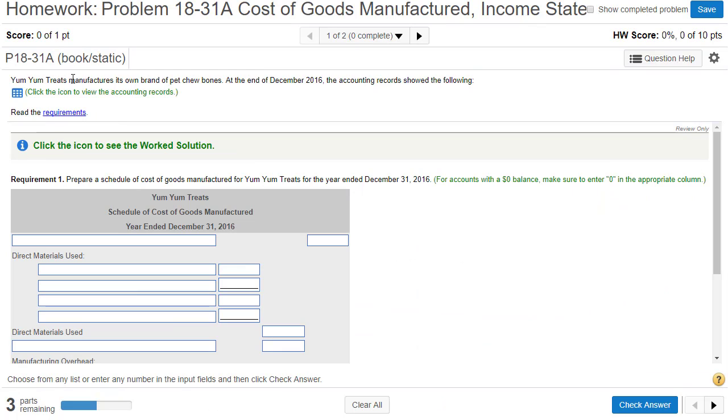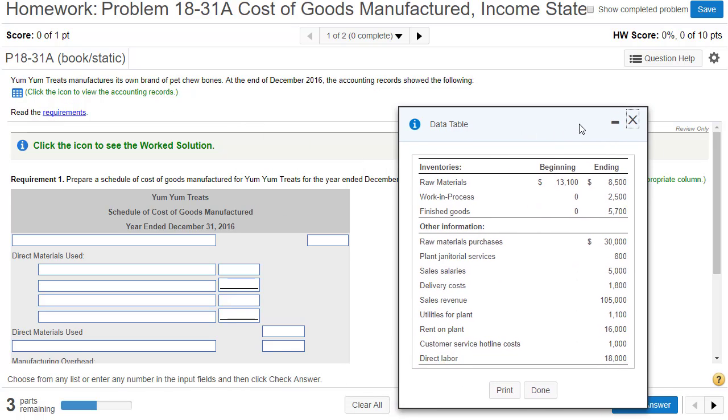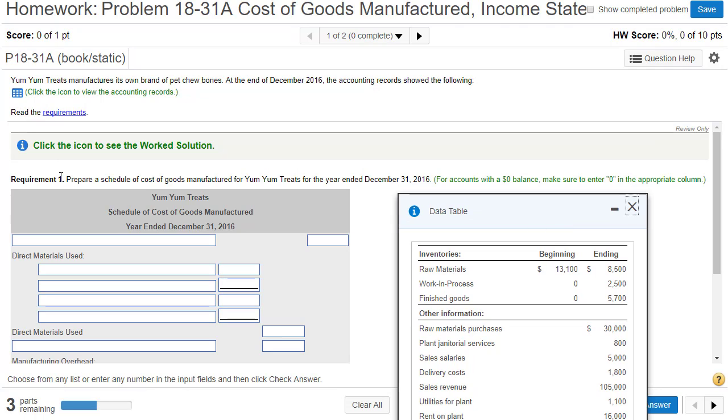So Yum Yum Treats manufactures its own brand of pet chew bones. At the end of the year, the accounting records show the following. So prepare a schedule of cost of goods manufactured for the company for the year ended December 31st. For accounts with a zero balance, make sure to enter a 0 in the appropriate column.